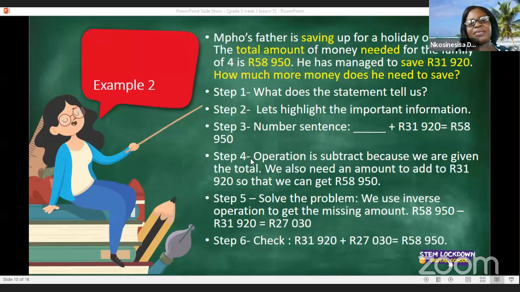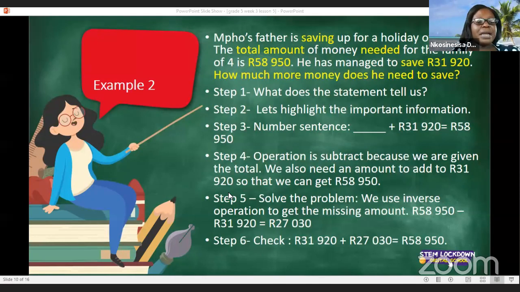And then step number 4, the operation is subtract because we are given the total. So we need an amount to add to 31,920. I'm sure you have seen these sums, when we say blank plus 3 equals 10.